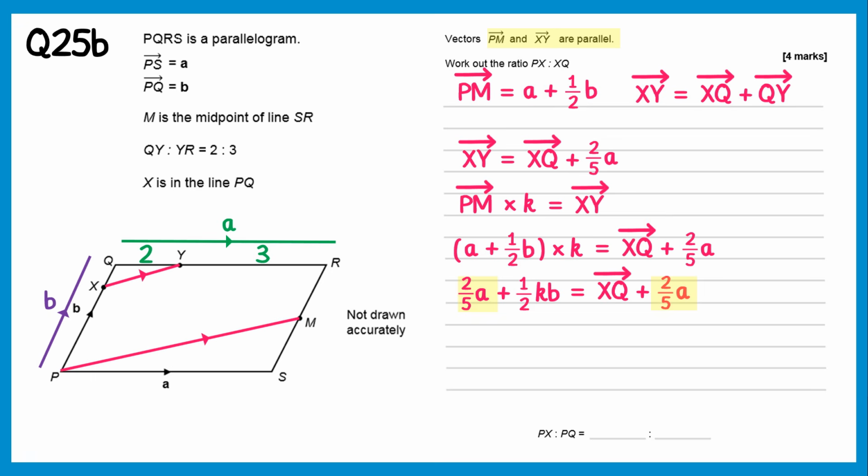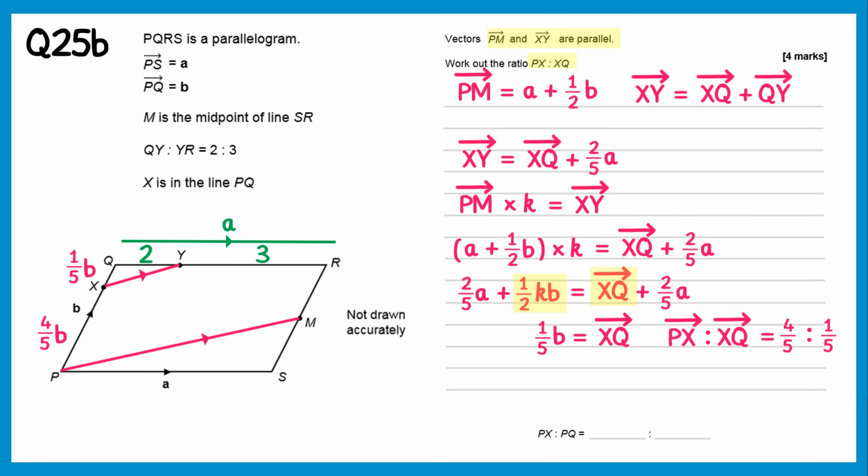If we know that k is 2/5 and then compare the two parts that must have B in them, we see that half times k, which we know is 2/5 now, times B must equal XQ. If we do a half times 2/5, we get 2/10, which simplifies to 1/5, so XQ is 1/5 B. If we now look at this on the diagram, XQ is 1/5 of B, then PX must be 4/5 of B, since altogether it makes B. The ratio we were asked for in the question is PX to XQ, so it's 4/5 to 1/5, which if we times by 5, gives 4 to 1.